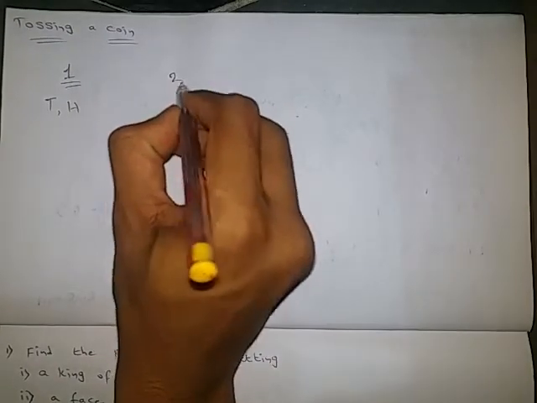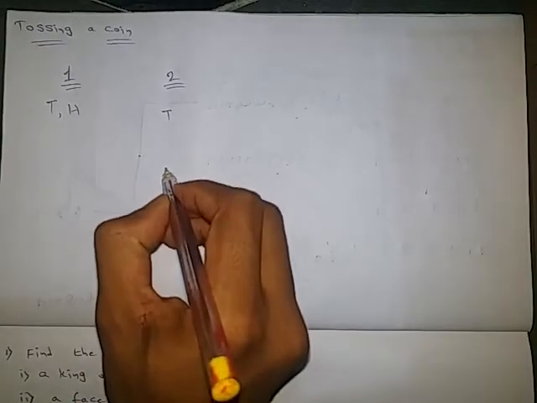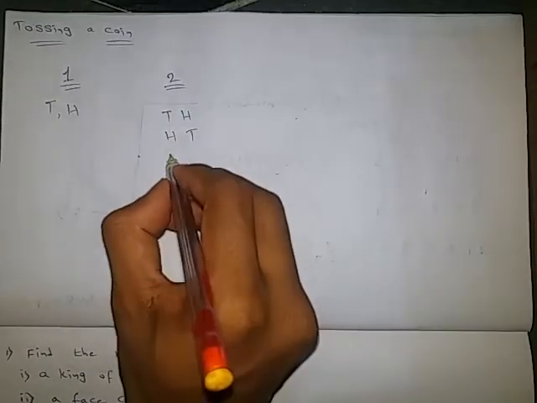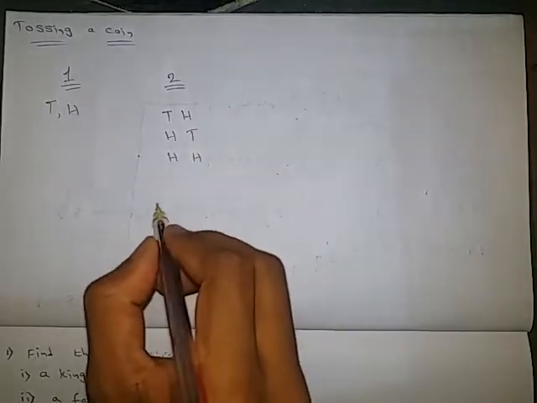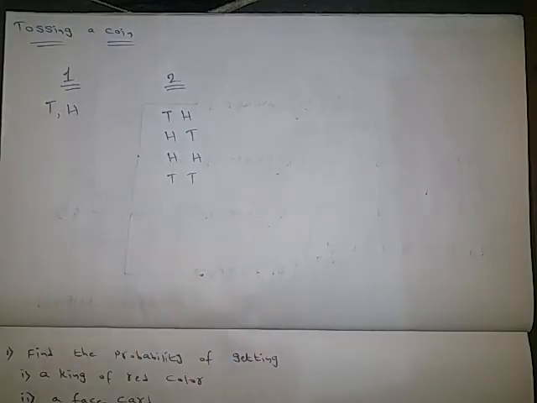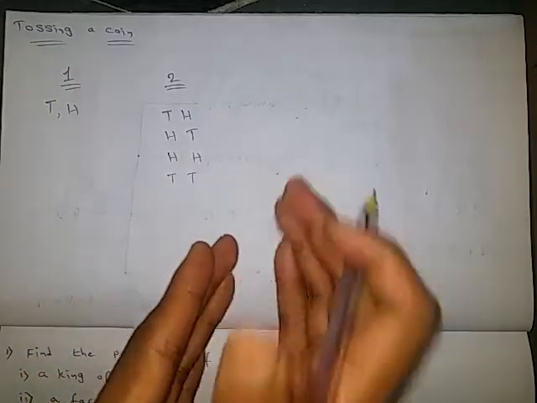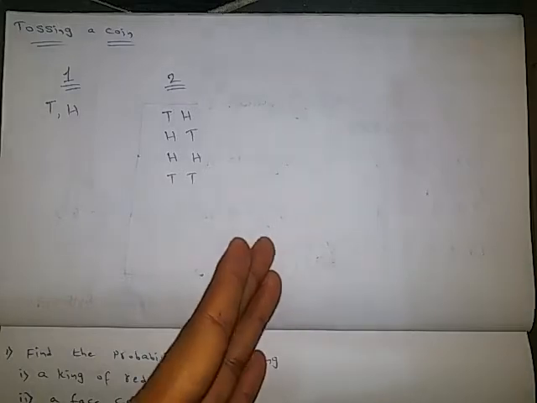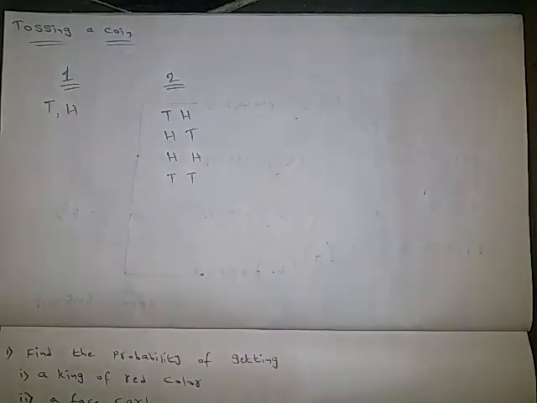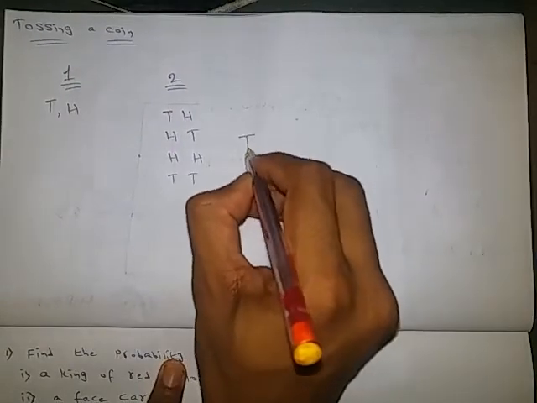Next, in case we toss two coins: on the first coin tail, second coin head; first coin head, second coin tail; first coin and second coin both heads; first coin and second coin both tails. Four possibilities are there when two coins are tossed. Writing like this is a little difficult, because for three coins, many outcomes will come, and for 4 coins or 5 coins it is very difficult. That's why we have a tree. First write tail and head.